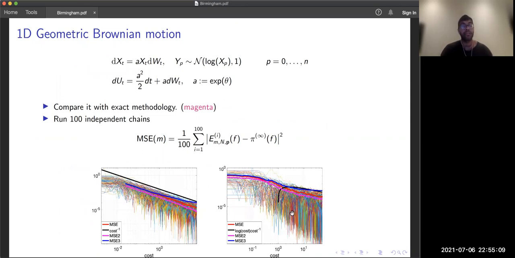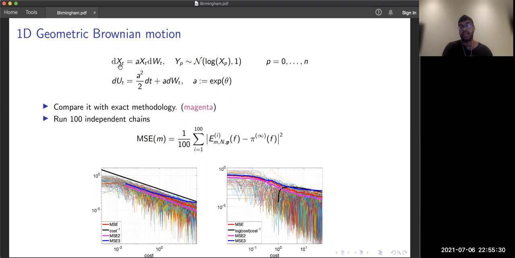The first is an Ornstein-Uhlenbeck process, which we consider on the left-hand side. And the second is just a one-dimensional geometric Brownian motion, which is on the very right-hand side. So for the Ornstein-Uhlenbeck process, it's just a simple stochastic differential equation, which many of you know.